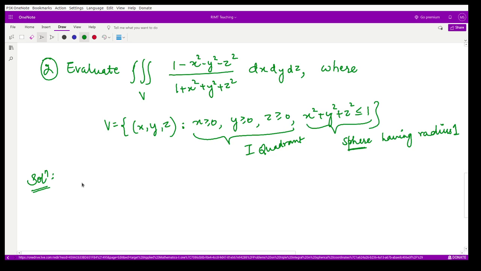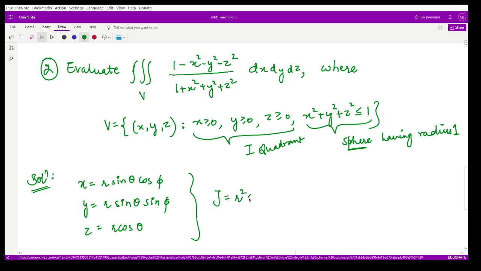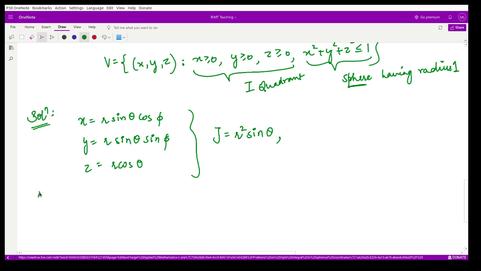So for that, we know the relationship. x is equal to r sine theta cos phi, y is equal to r sine theta sine phi, and z is equal to r cos theta. And this is the relationship. And what is the value of the Jacobian? That is r square sine theta. And moreover, what would be the limits? The general limits are r greater than or equal to 0, theta lying between 0 to pi, and phi lying between 0 to 2 pi.